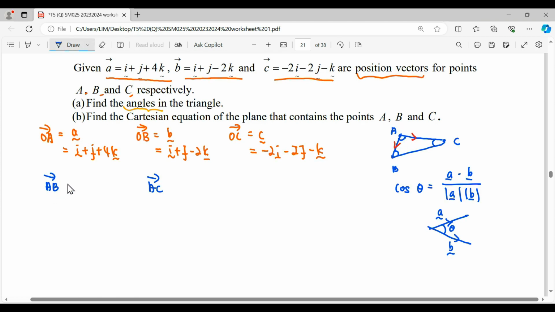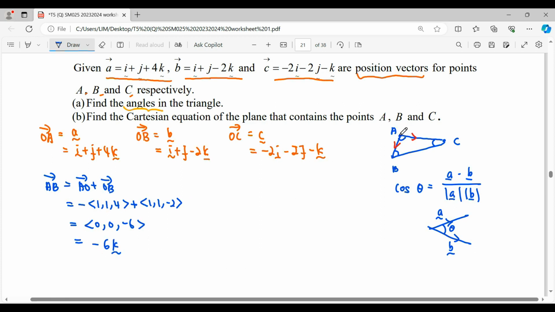To find vector AB, it will be AO plus OB. AO is in the opposite direction of OA, so it will be negative 1, 1, 4, plus OB, which is 1, 1, negative 2. Operating these vectors together, we get 0, 0, negative 6. Writing it in vector form, we can write it as negative 6k.